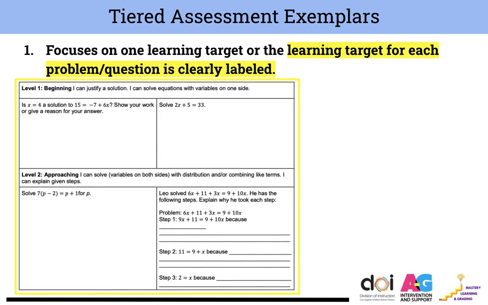In this example, the teacher has also decided that the learning target for each problem or question will be labeled, as each different tier has a different learning target. This just means that the teacher has decided to take their overall learning target and break it down into different phases of learning. So for example, at the level 1 or beginning stage, a student will be able to justify a solution. They can solve equations with variables on one side. In their level 2 or approaching tier, the student is now able to solve equations with variables on both sides.